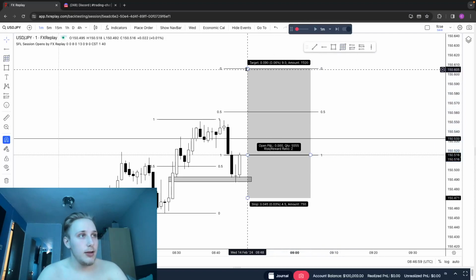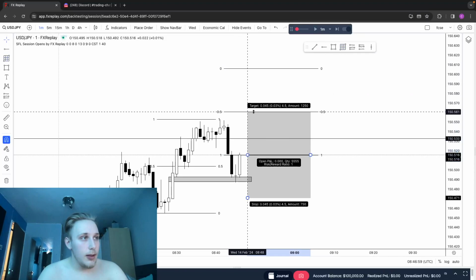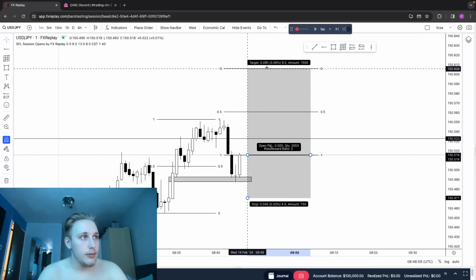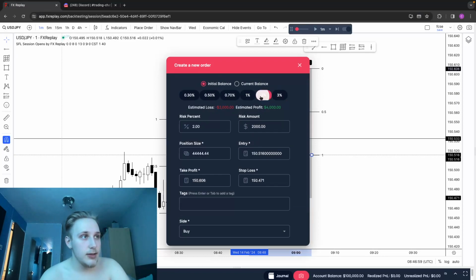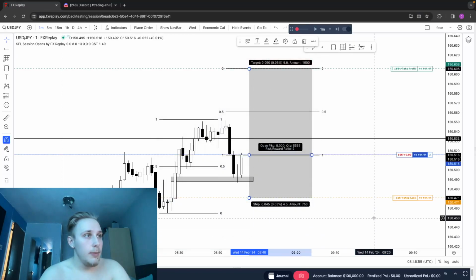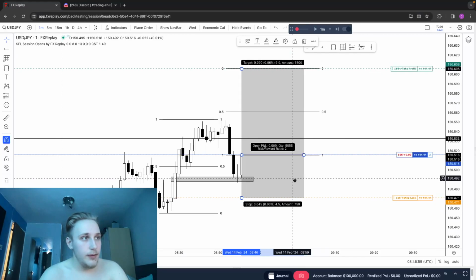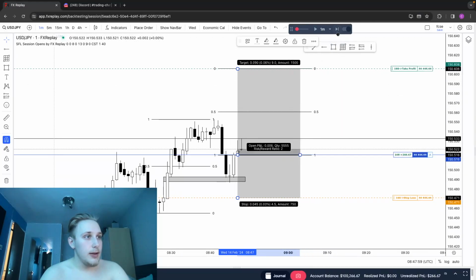So as you can see, I drew that on just because then you can see your 1-to-1 level without having to redo it. So if we place this order, let's risk 2% on this trade, buy, and we'll move it along. So we'll see what price wants to do.